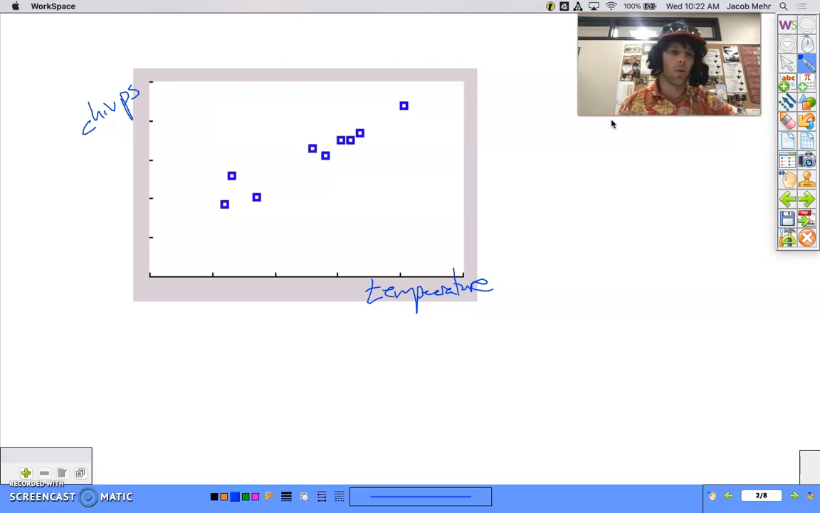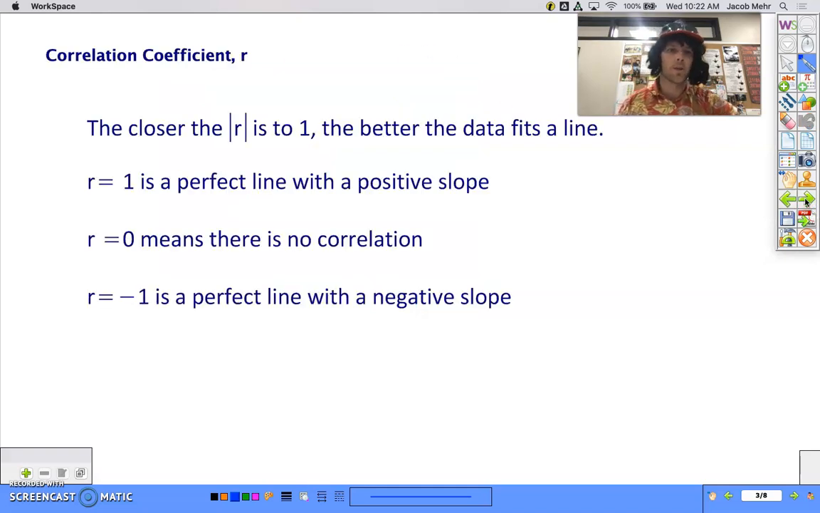Well, we use something called a correlation coefficient. So here's some information about our correlation coefficient R. I hope this is familiar to you to some extent. R could be positive or negative. The closer the absolute value of R is to 1, the better the data fits the line. If R is 1, it means our scatter plot forms a perfect positive sloping line. It's completely linear with a positive slope. If R equals 0, there is no correlation whatsoever. There's no relationship between the x's and the y's, what we think are the explanatory and the response variables.